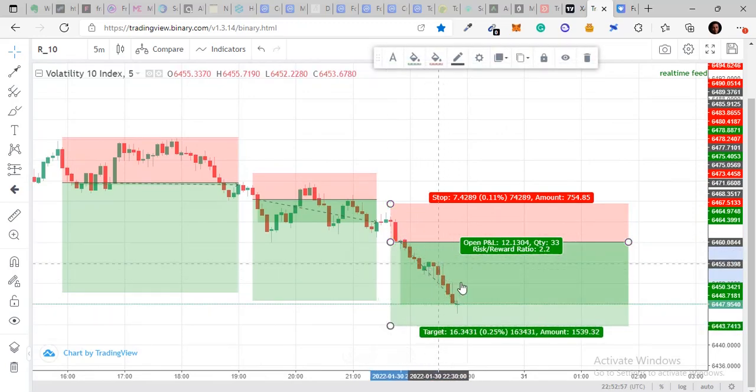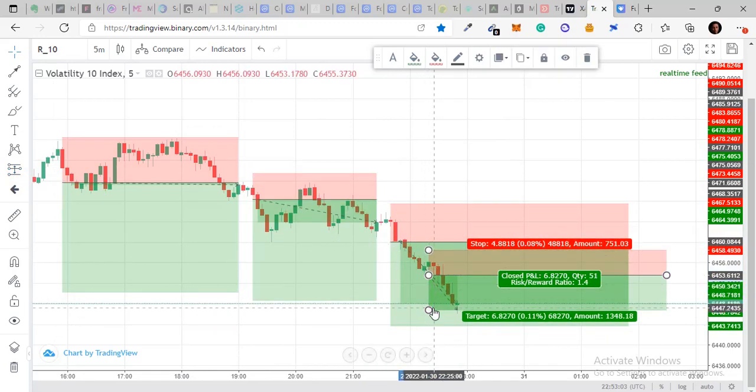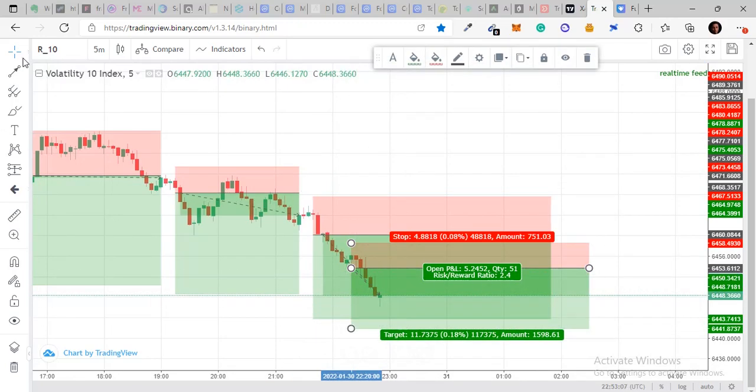Maybe I'll add another one here, with this little pullback. Yes, I'll definitely add another one. So I'm just looking for this thing. Look at the formation I'm looking for. Since I'm going down, this is what I'm looking for.